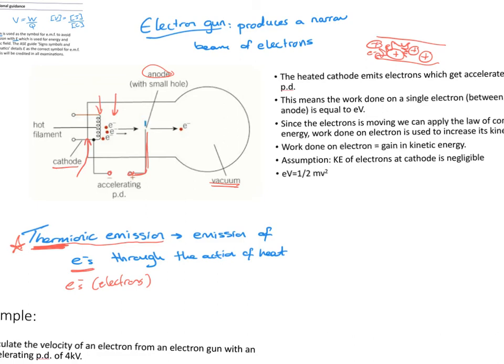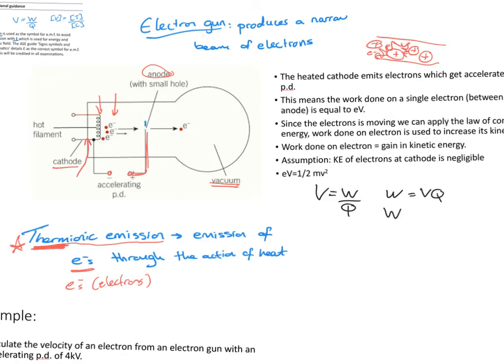And we can calculate how much energy or work is done on a single electron using the equations that we just learned. So potential difference is equal to work done per unit charge. Now, in this case, I want to know the energy transferred to each electron. So that's potential difference times charge.